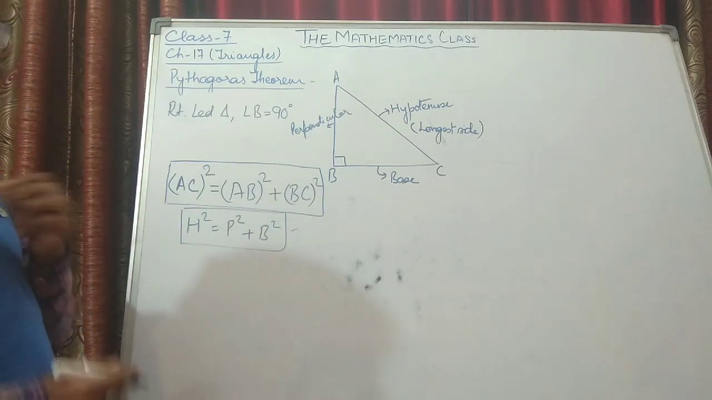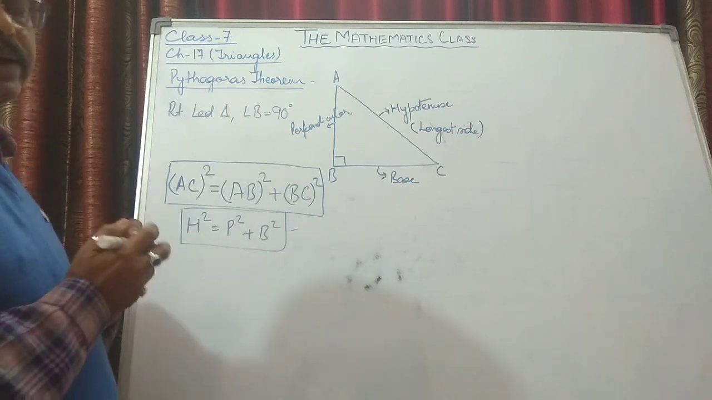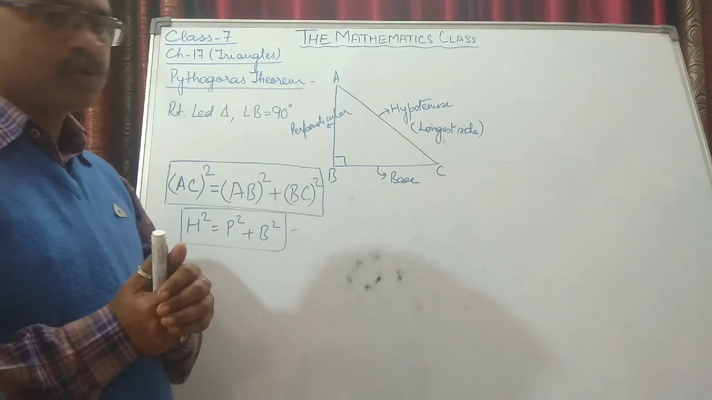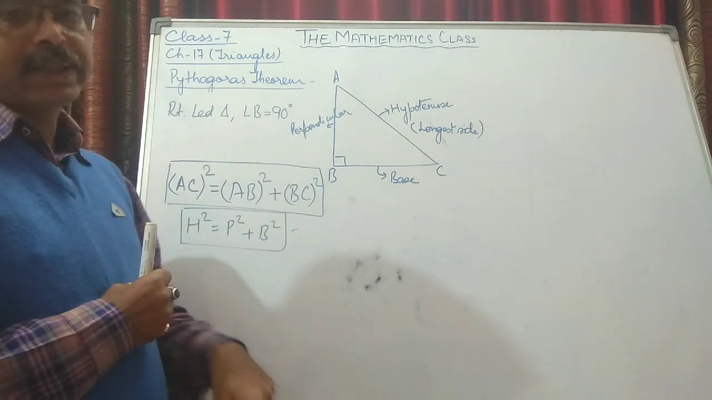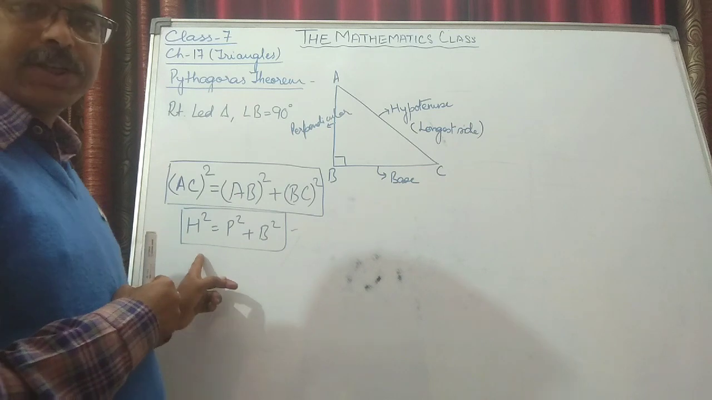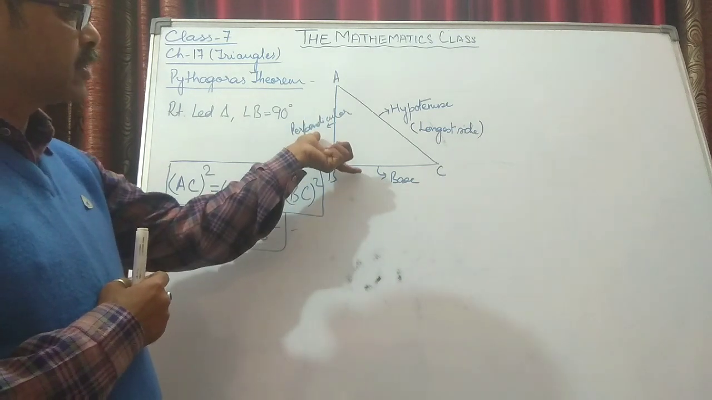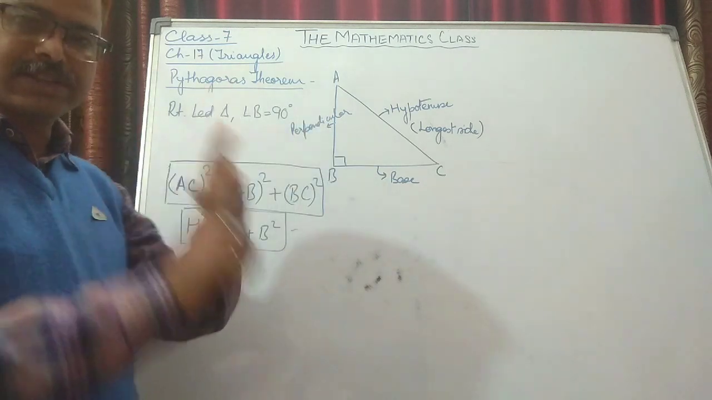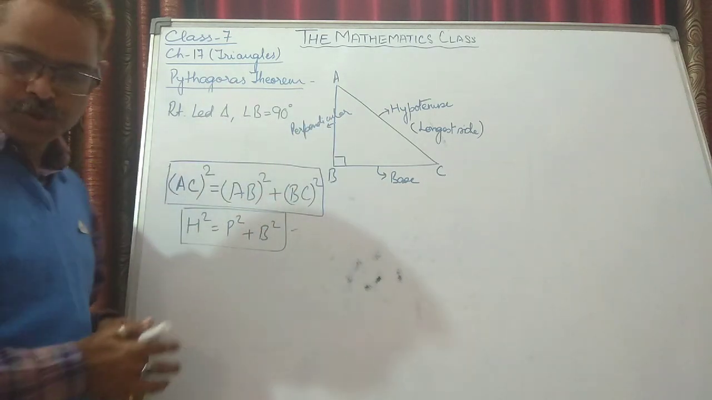So basically what we need to remember is that in a right angle triangle, the side which is opposite to 90 degrees is always known as hypotenuse, and according to Pythagoras theorem, hypotenuse square is equal to the sum of squares of other two sides, means perpendicular square and base square, and their sum is equal to hypotenuse square.